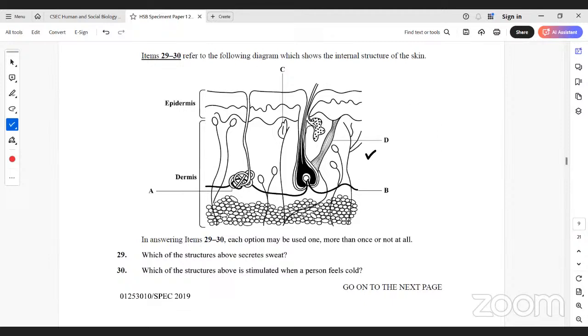If there were questions about the skin, we are now into excretion and homeostasis in the life processes. It tells you questions 29 and 30 are about this diagram. Each option may be used once, more than once, or not at all. Which of the structures above secretes sweat? Which one secretes sweat?